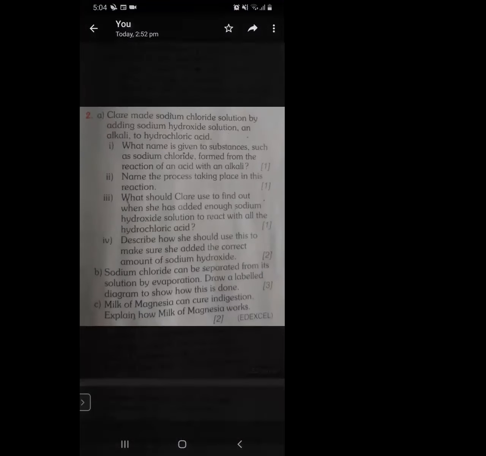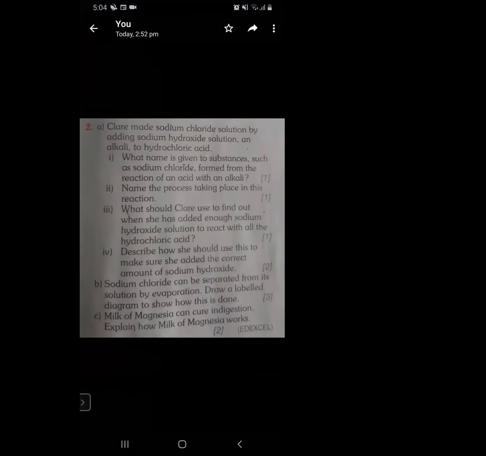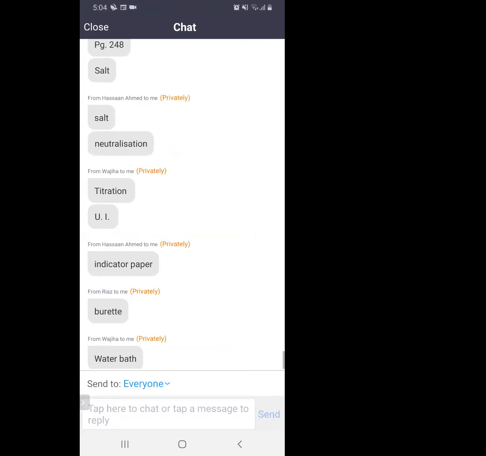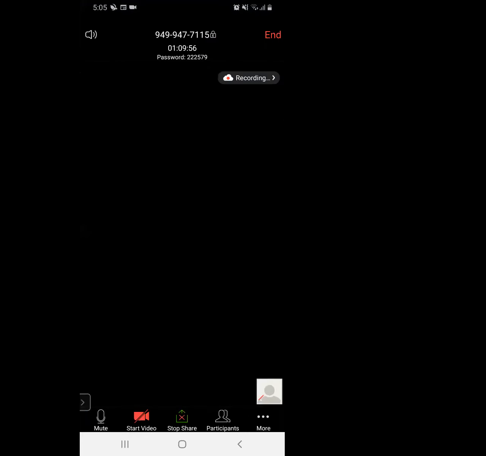Okay. Part B, sodium chloride can be separated from its solution by evaporation. Draw a labeled diagram to show how this is done. So what diagram will you make? You have to show evaporation of a salt. You have to show how you get a salt by evaporation. I will tell you which diagram you are expected to draw.